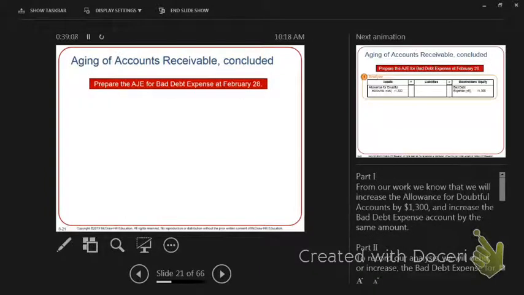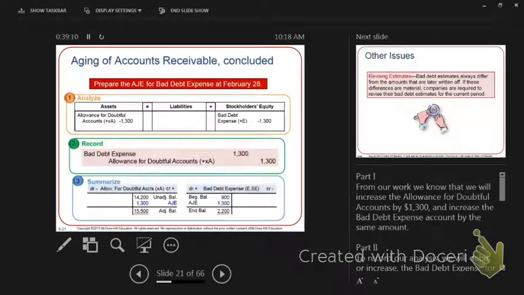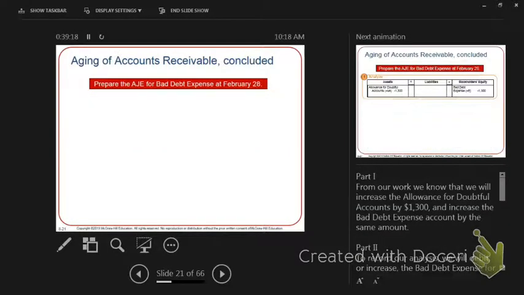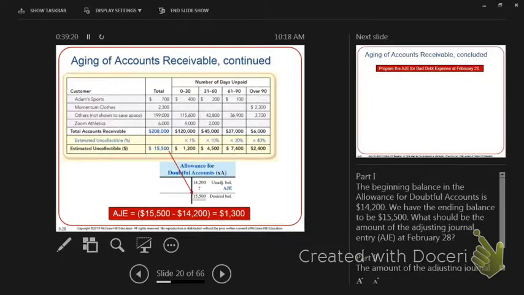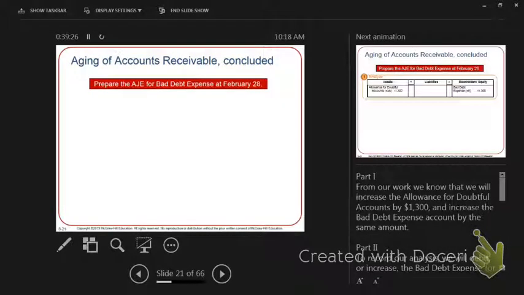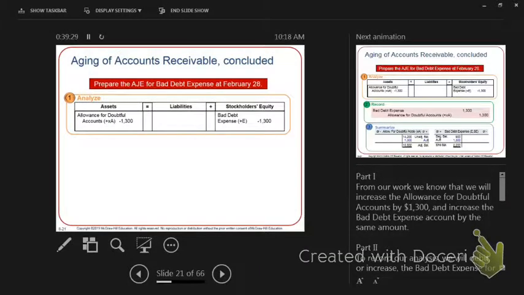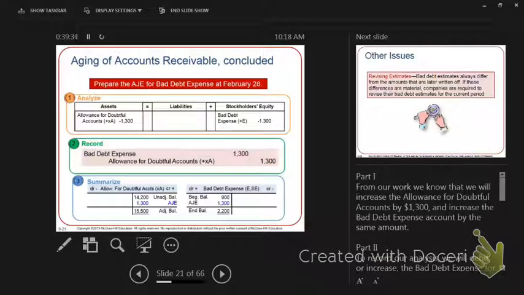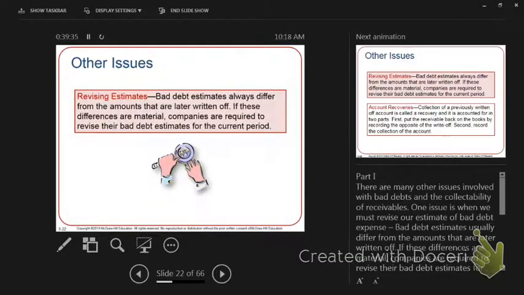So then we come to prepare the journal entry, and then there's the journal entry. Yes, sir. I wasn't paying attention. What was AJE? Adjusted journal entry. So the adjusted journal entry for bad debt expense is going to be the $1,300. Does it make sense? A little bit?